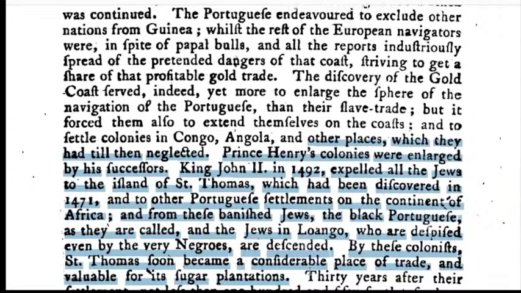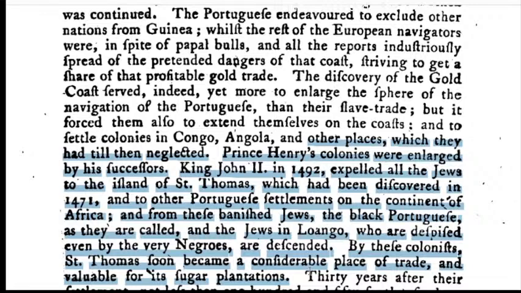But we reading right here in this history of the book who they were and where they went. Let's read it again. I'm gonna start at where it says, the discovery of the Gold Coast served indeed yet more to enlarge the sphere of the navigation of the Portuguese than their slave trades, but it forced them also to extend on the coast and to settle colonies in Congo, Angola, and other places which they had till then neglected.